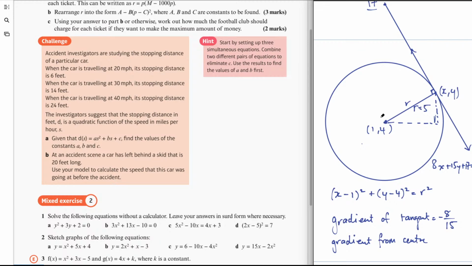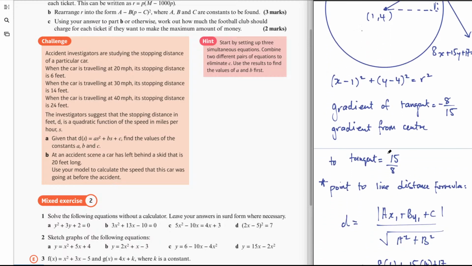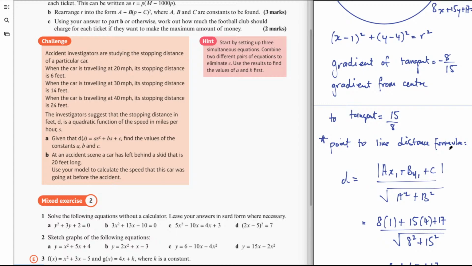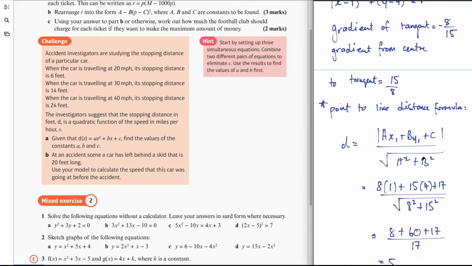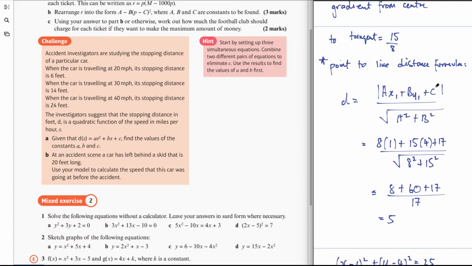Oh. 4 plus 1 is 5. Yeah, that's how you get the radius. Add the points. I'm a bit slow. We were doing the equation of a circle from the tangent and the center. And we used the point to line distance formula, which I haven't used for ages.